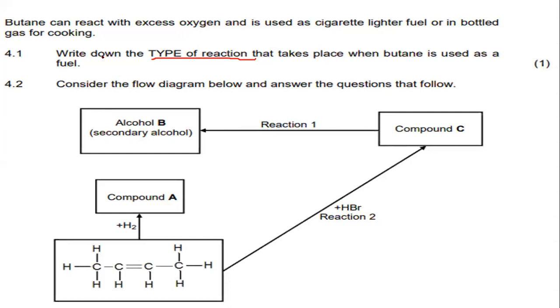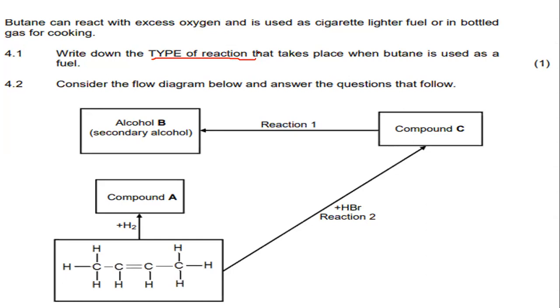Okay, right. So we are required to write down the type of reaction that takes place. Now, out of those that I have mentioned for you, which is your substitution reaction, your addition reaction, your combustion reaction, which we also call the oxidation reaction, as well as your polymerization, we need to choose which one is relevant. Now, because we've been told that it can react with excess oxygen, we know that is when it is undergoing combustion.